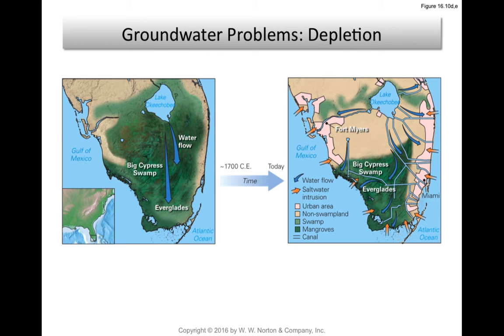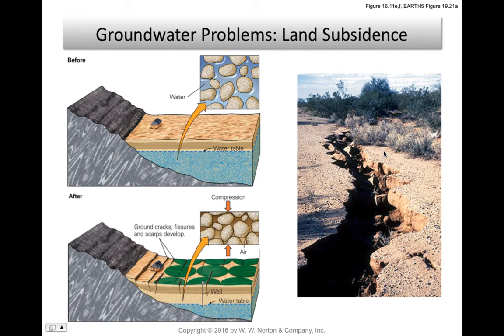Another problem is if we redirect groundwater in canals, we can cause areas to go dry. So here, this has actually happened in southern Florida, where in the 1700s, when we first arrived here, we see that this whole area, the Big Cypress Swamp, was very wet. But as we redirected water in canals to coastal cities, you can see large areas have gone dry in the Everglades.